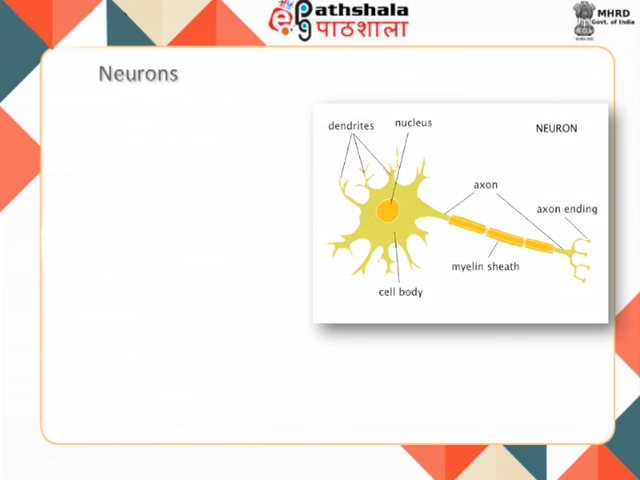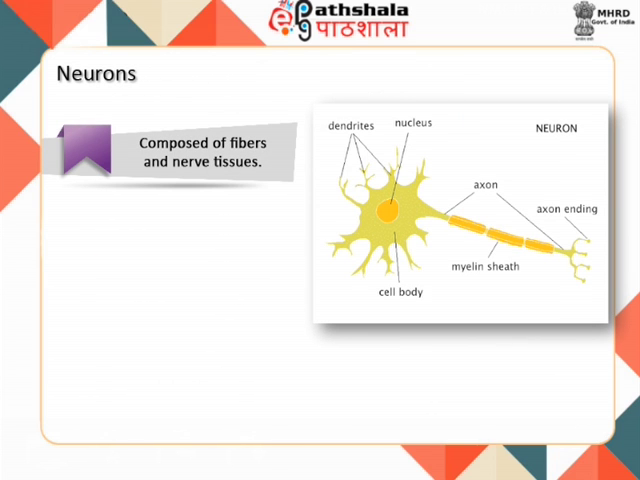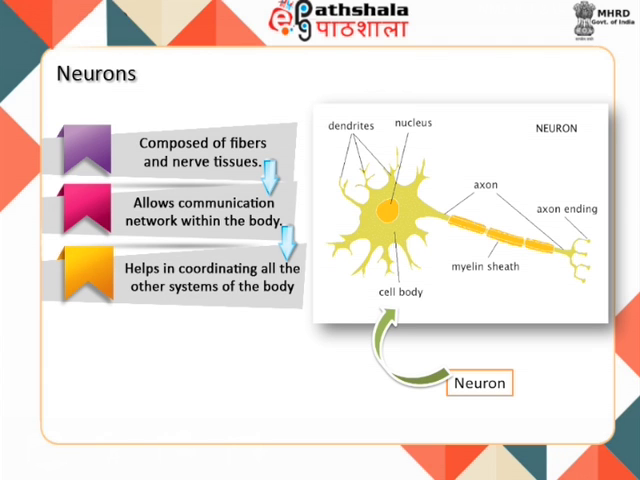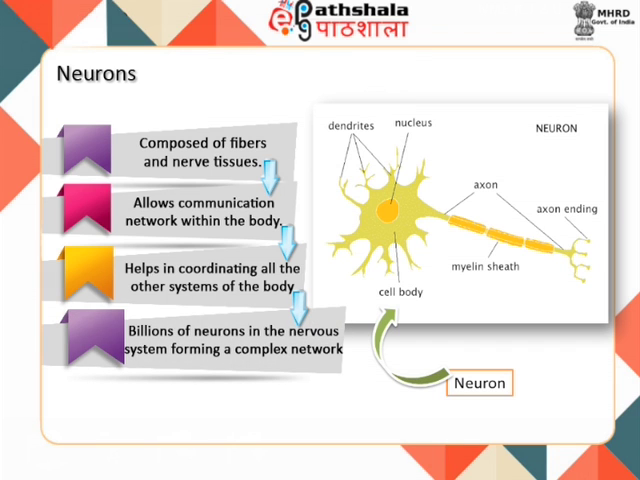The nervous system is composed of fibers and nerve tissues, which in turn are made up of cells called neurons. Neurons allow a communication network within the body. This communication network helps in coordinating all the other systems of the body and enables them to function. There are billions of neurons in the nervous system connected with each other, therefore forming a complex network.